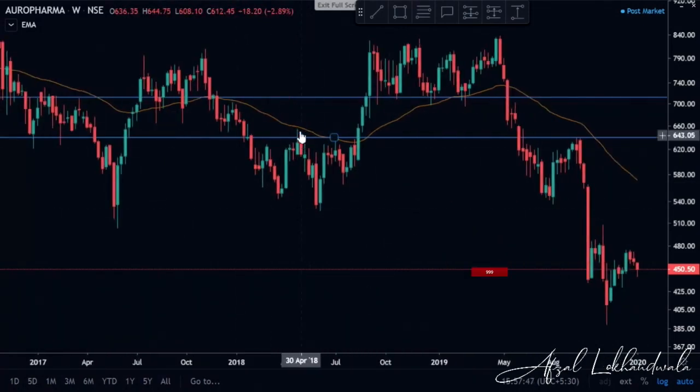There is a good rejection here. You can see it did not touch the 50 EMA exactly. There was a little gap, but although it was a good reaction, again there was a good reaction here.